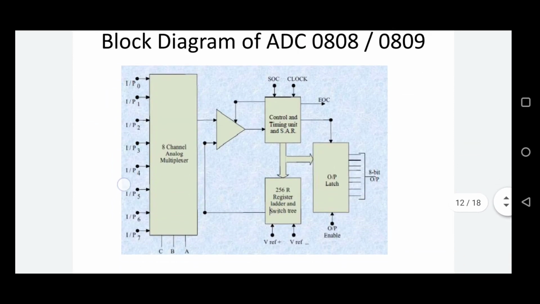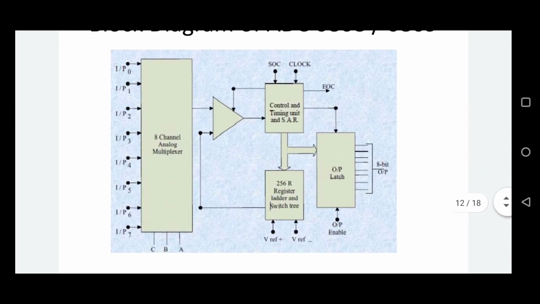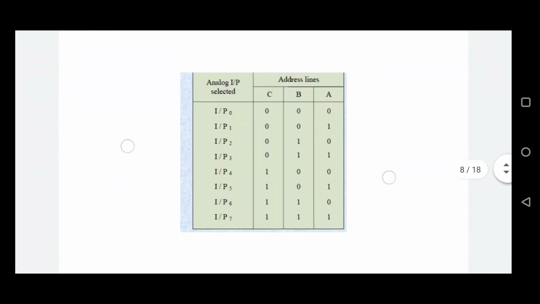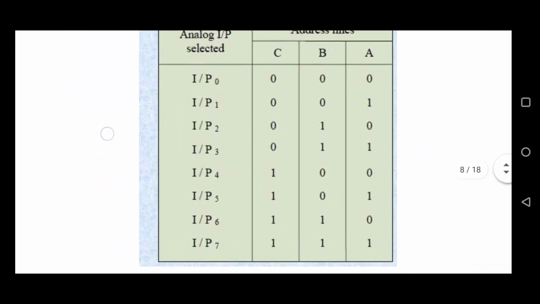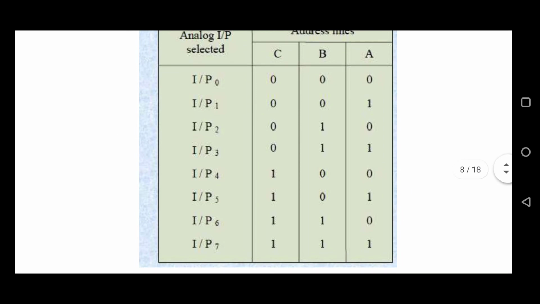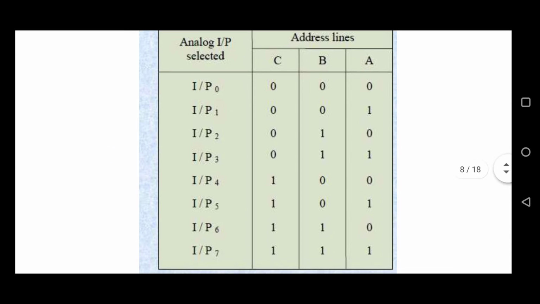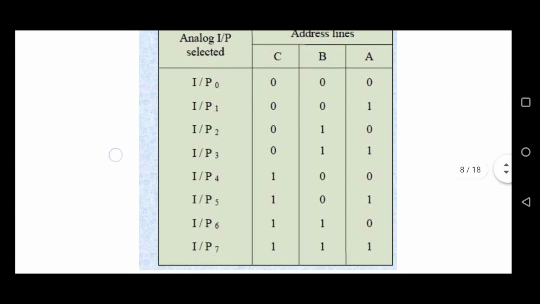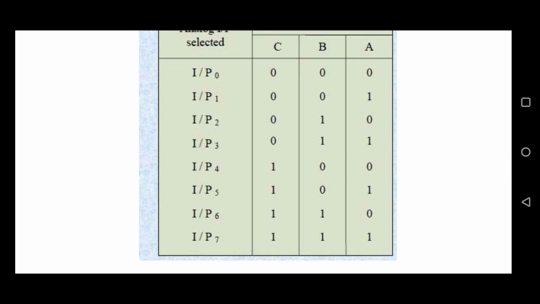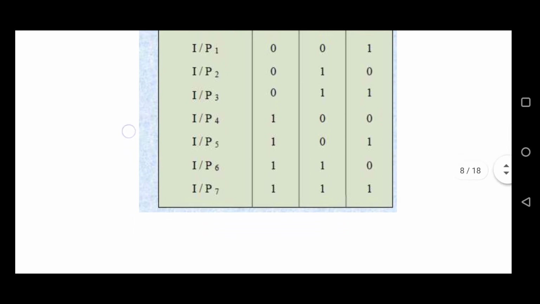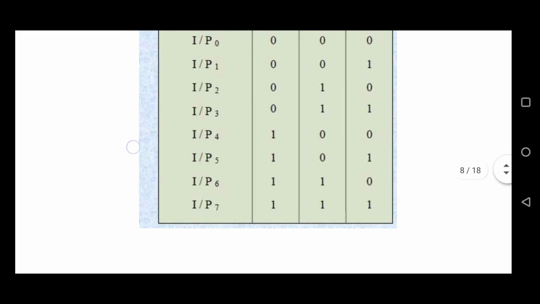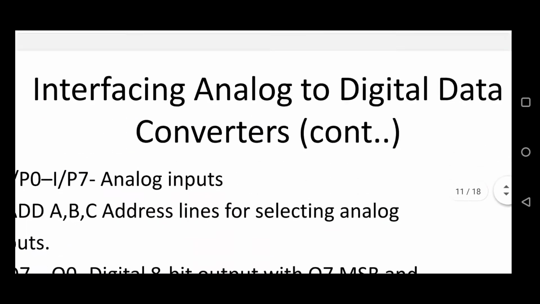Now we are going to see how to select the address input by using address pins A, B, C. See this table. If the address lines C, B, A are all 0, the selected input is 0. If it is 001, the selected input is 1. If it is 010, the selected input is 2. And so on, up to 111, where the selected input is 7, that is the 8th input.